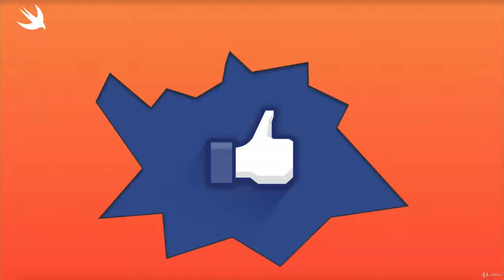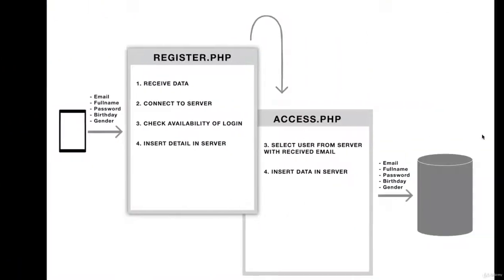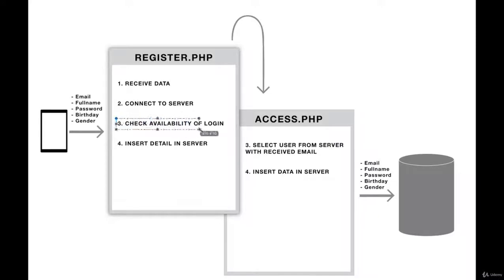Okay guys, so as the following step, we must now check the availability of the received email, of the email which the user is trying to register. In order to check the email availability, we must communicate with the server. We'll go to access.php, and access.php will send a direct request to the server.